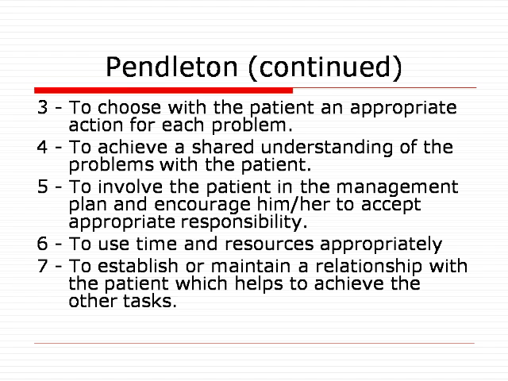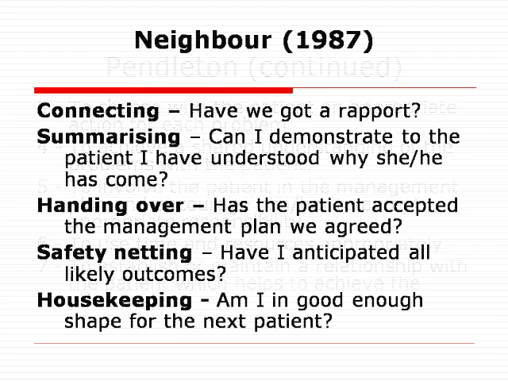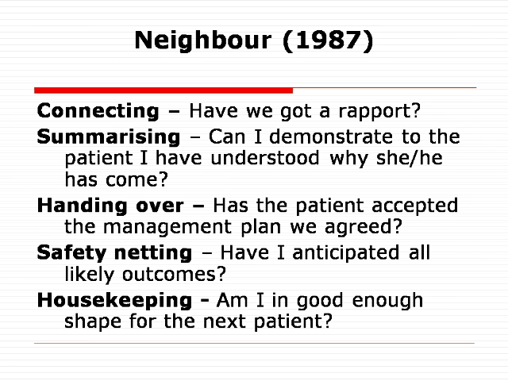And what were the parts of Neighbour's 1987 model? The 5 parts of Neighbour's model were connecting, summarising, handing over, safety netting and housekeeping. Connecting is, have we got a rapport? Summarising is, can I demonstrate to the patient I've understood why she or he has come? Handing over is, has the patient accepted the management plan we agreed? Safety netting is, have I anticipated all likely outcomes? And housekeeping is, am I in good enough shape for the next patient?